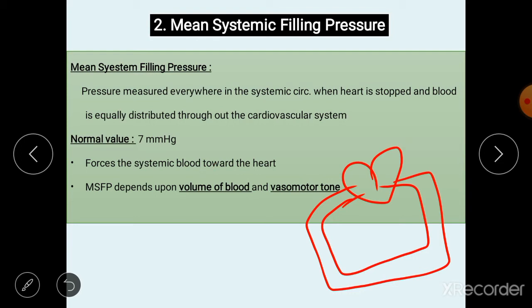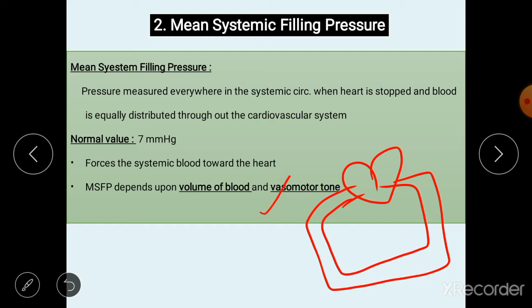Suppose some person experiences blood loss after a surgery or after an accident, and he loses around 1 liter of blood from his circulation, so the blood which is left behind is going to exert lesser pressure on the vessel wall as compared to the normal healthy person. So volume of blood is an important factor which determines the mean systemic filling pressure.